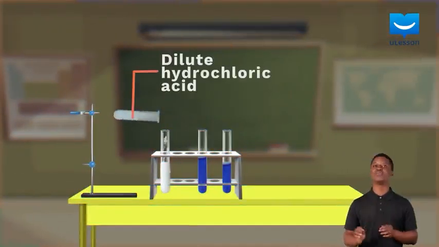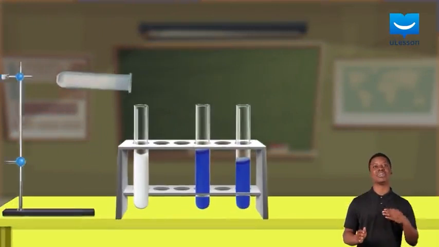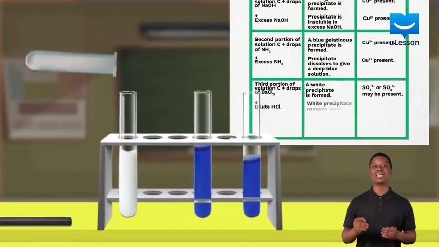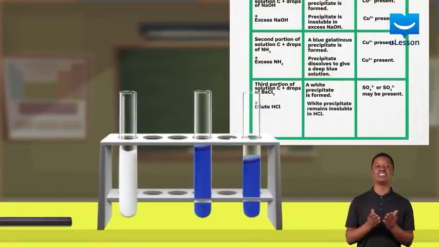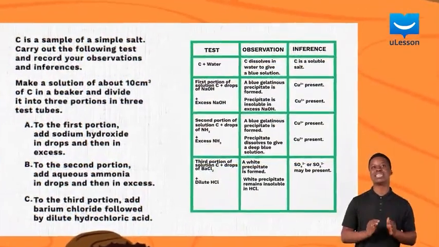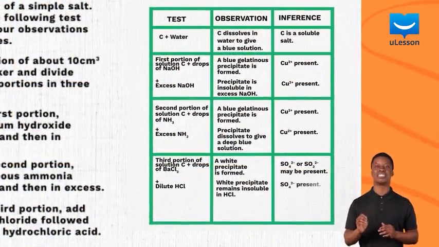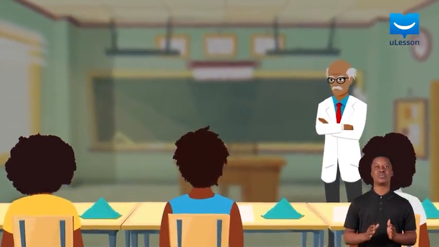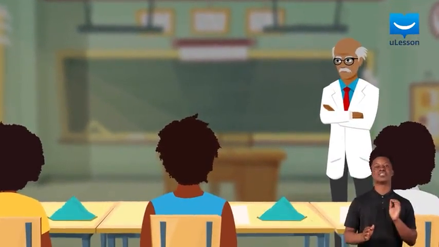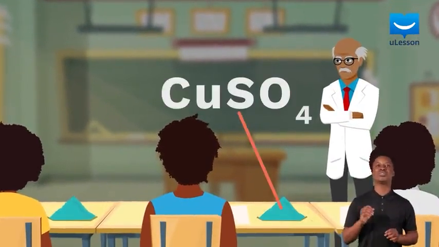Then, on addition of dilute hydrochloric acid to the reaction mixture, you will observe that the white precipitate remains undissolved. This means that the anion present in the salt C is definitely tetraoxosulfate 6 ion. Based on the inferences we have so far, there is no doubt that salt C is copper 2 tetraoxosulfate 6.